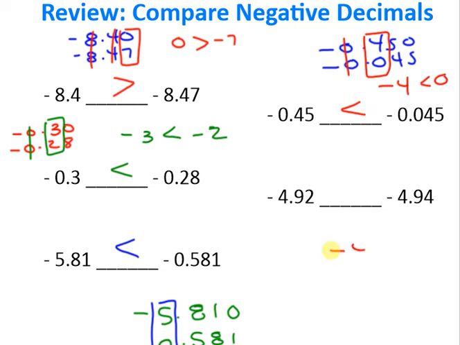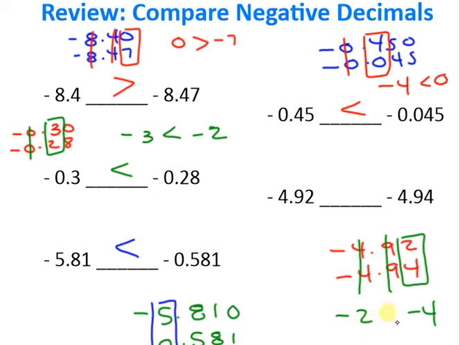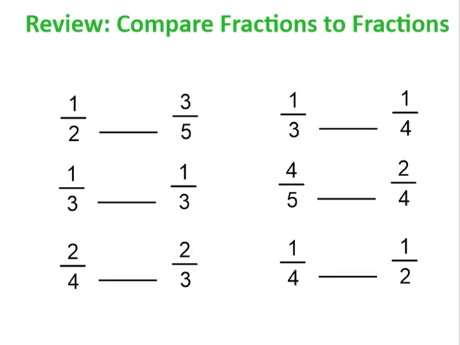And then right here I have negative 4.92 and negative 4.94. So here my 4's cancel, my 9's cancel, and my difference is right here. I have a negative 2 and a negative 4. My negative 2, because it's closer to 0, is greater than negative 4. So that's my sign. Okay?